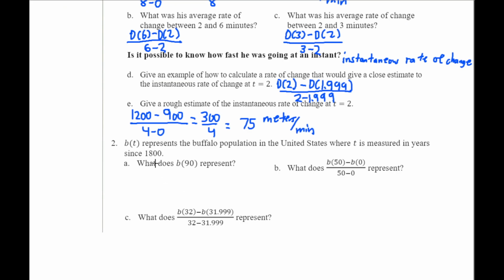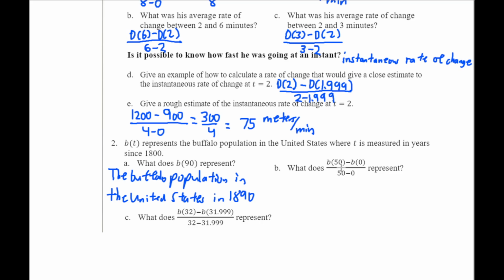Question 2. B of t represents the buffalo population in the United States where t is measured in years since 1800. What does B of 90 represent? So see here, t is equal to 90. t is measured in years since 1800. So when t is 90, that means you're in 1890. And that just tells you the buffalo population at that time. So B of 90 is the buffalo population in the United States in 1890.